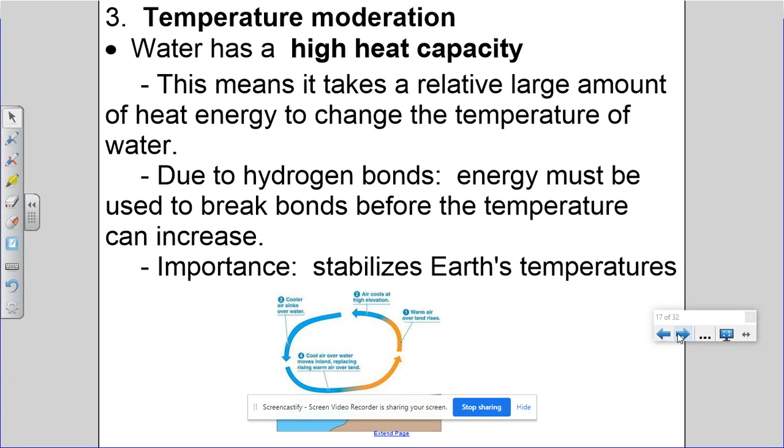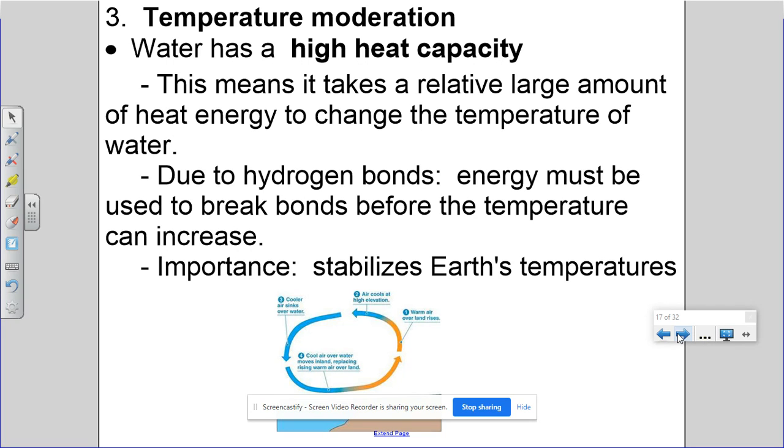The next property is temperature moderation. There's quite a lot involved in this property that you will honestly understand better once you learn more about chemistry. The first thing to note is that water has a high heat capacity. This means that it takes a large amount of heat energy to change the temperature of water. Remember that heat energy is basically how fast molecules are moving.